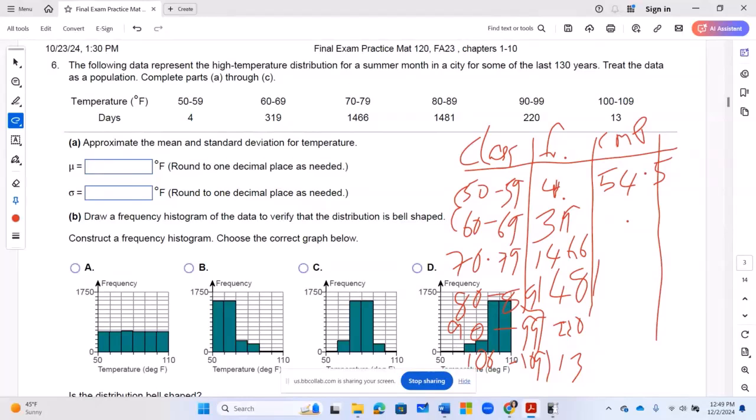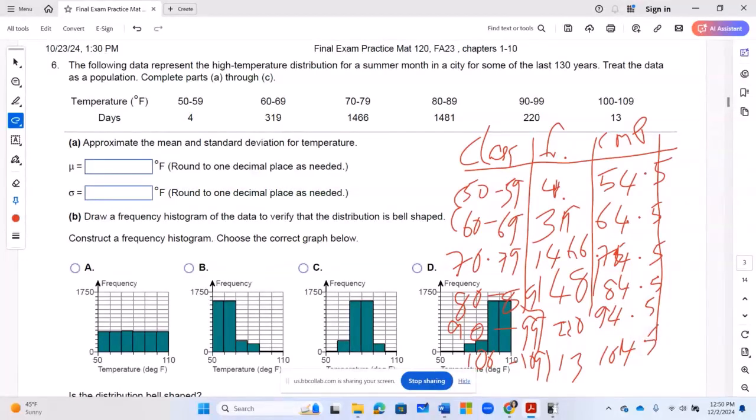And then I'll add 10 to the class midpoint of the first class to get the class midpoint of the second class, 64.5. I add 10 because the classes have equal class width. 64.5 plus 10 is 74.5, and we keep doing that. 74.5 plus 10 is 84.5. 84.5 plus 10 is 94.5. 94.5 plus 10 is 104.5, and that is the last one.